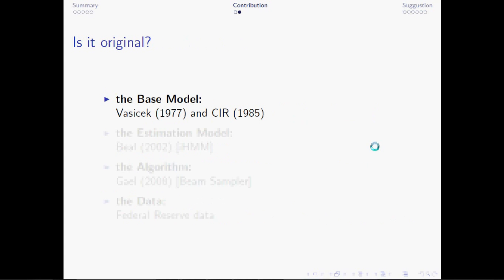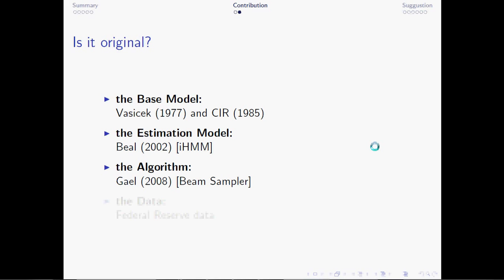The next question is, what is original about this paper? So the underlying interest rate model is a very old model. iHMM and the beam sampler is relatively new and is designed for other reasons, so it's okay. But I think the focus of this paper should be that the technology is applied to a newer data set, the interest rate, which has never been done before. However, I think the paper spent too much time explaining the model, the method, and sampler, which is not right. I think it should probably spend more time on explaining the estimation results and discuss the intuitions.